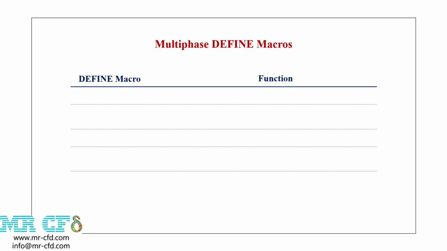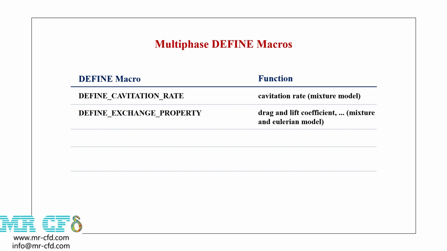The cavitation rate macro, which is used to estimate the cavitation rate. However, this macro is only used for the multiphase mixture model. The exchange property macro, which is used to define changes in property such as drag coefficient, drag correction factor, lift coefficient, and etc. However, this macro is used for multiphase mixture and Eulerian models. The vector exchange property macro, which is used to define the slip velocity. However, this macro is only used for the multiphase mixture model.